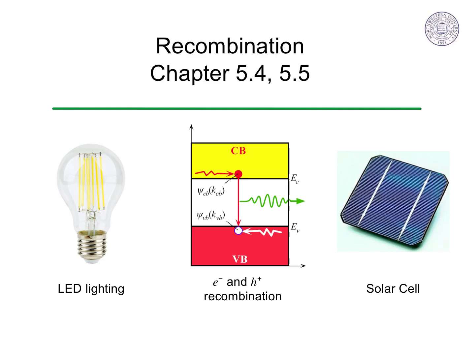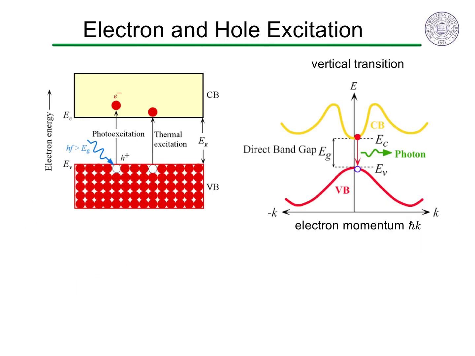In this section, we discuss electron and hole recombination, which is important for understanding the operation of LED lighting and solar cells. Recall that electron and hole pairs are created when an electron in the valence band is excited to the conduction band. This requires an energy of at least the band gap, which can be supplied either by a photon of light, called photoexcitation, or just from the thermal energy in the system, called thermal excitation.